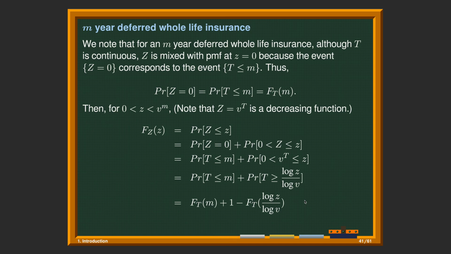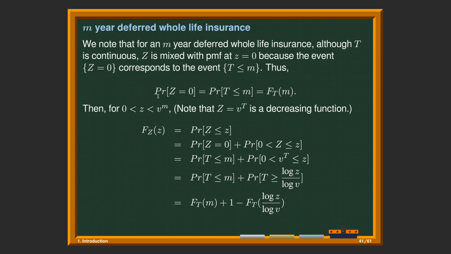And then let's consider also the other case that we used earlier, the m-year deferred whole life insurance. We take note of the following. Although t is continuous, Z is a mixed random variable because it will have a positive probability at the point Z equal to 0, right? We said that earlier because this event, Z is equal to 0, corresponds to this event in t, that t is less than or equal to m.